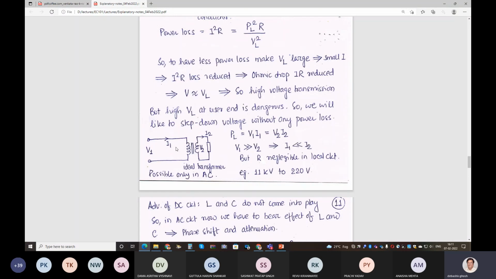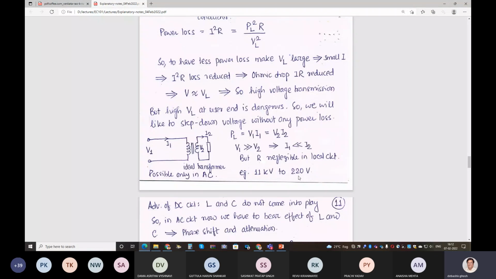So that is how in AC we can take care of high voltage power transmission, but step it down in the locality. For example, I have shown that generally from the grid station, when the voltage comes to our locality, it comes at a voltage of 11 kV.